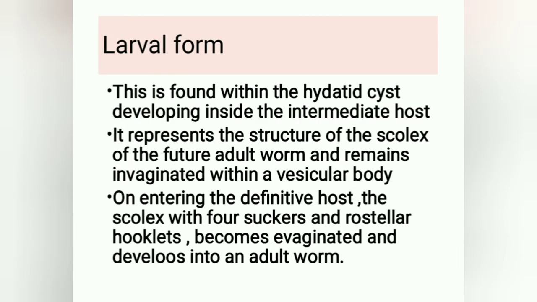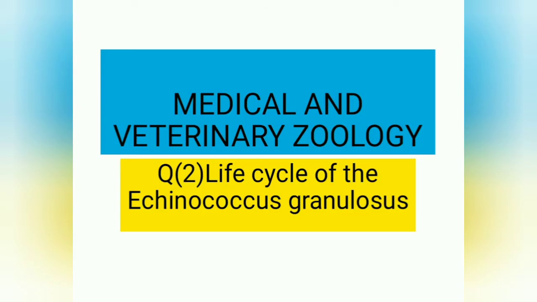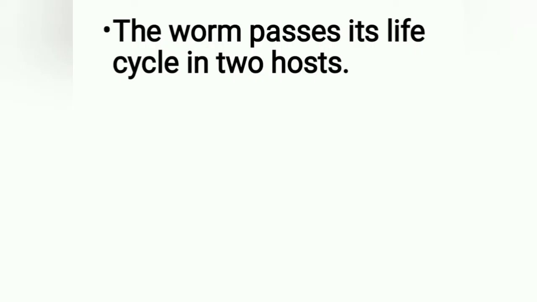Larval form: this is found within the hydatid cyst, developing inside the intermediate host. It represents the structure of the scolex of the future adult worm and remains invaginated within a vesicular body. On entering the definitive host, the scolex with 4 suckers and rostellar hooklets becomes evaginated and develops into an adult worm.